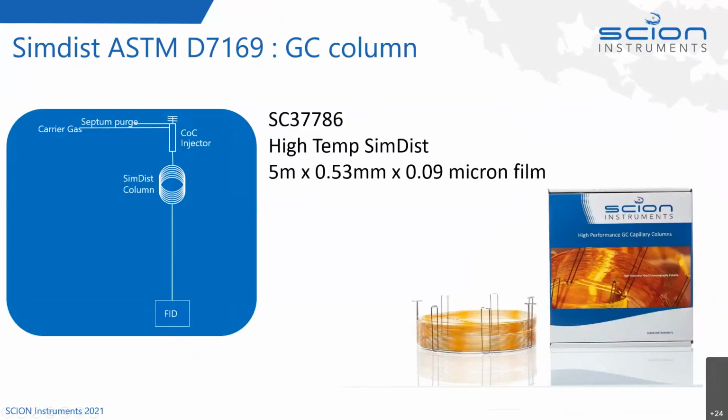So the column we're going to use is really quite a very short one because we're more interested in the distribution, the mapping of the boiling points, than we are of physical separation. So it's a short column, only 5 meters long. It's a megabore at 0.53 millimeters ID, and the film thickness is very thin at 0.09 microns. It's a high temperature Simdist column that we're using. So it's just a very short megabore thin film column that will be used in this analysis.